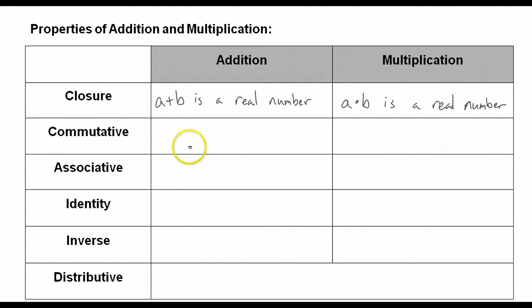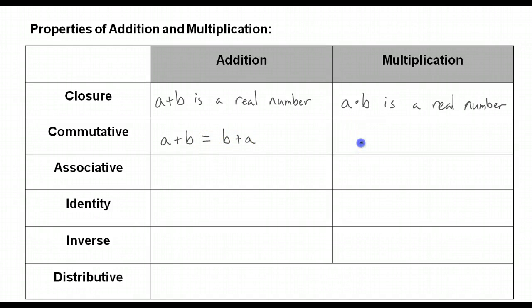The commutative property says if I add two numbers, it doesn't matter what order I add. I can take A plus B and get an answer, and it's going to be the same answer. It's going to be equal to taking B plus A. 3 plus 4 is 7. 4 plus 3 is also 7, and 7 equals 7.